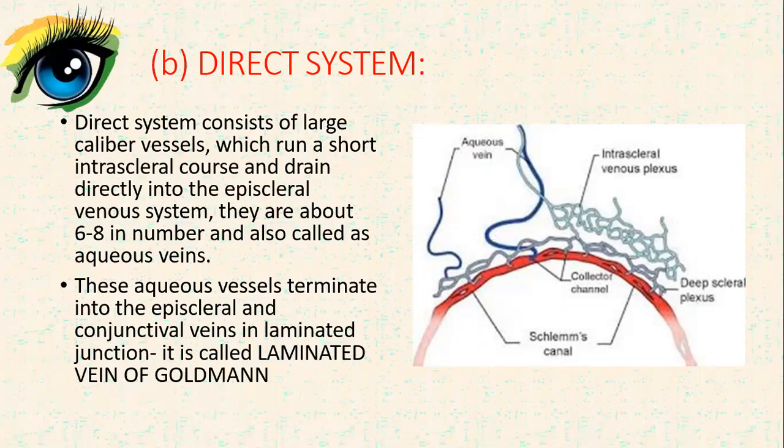The aqueous veins terminate in the episcleral vein. They mingle here and end over there. Thus, aqueous veins terminate at the episcleral and conjunctival veins, where they form laminated veins. The junction is called the laminated veins of Goldmann. So here they go and mix over there. They are called laminated vessels or Goldmann's veins.